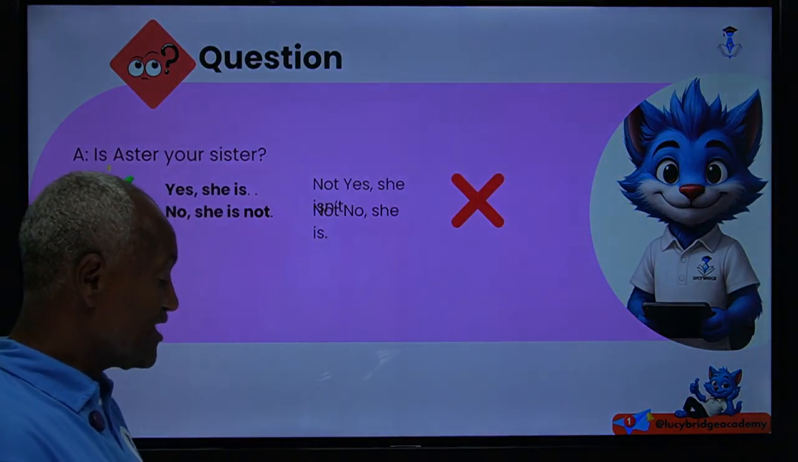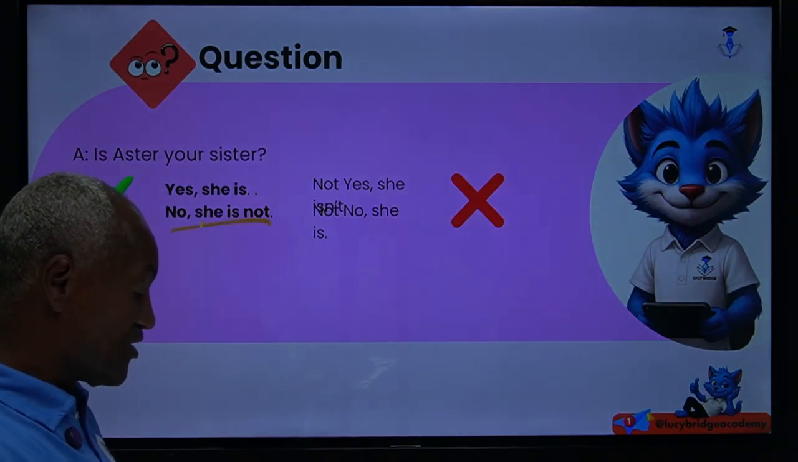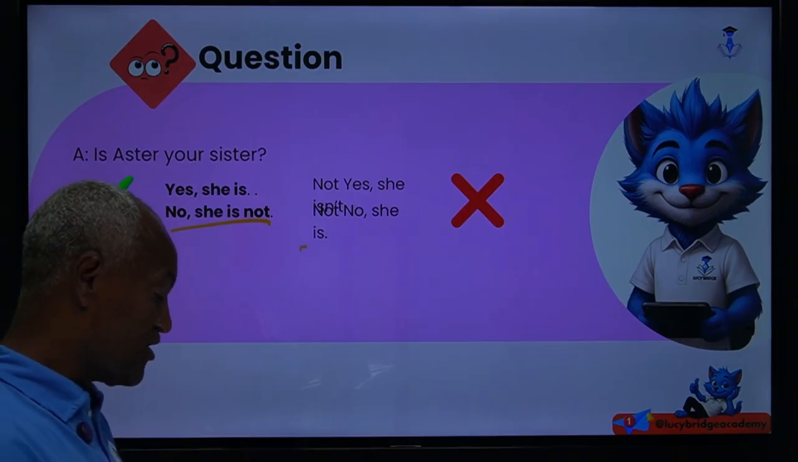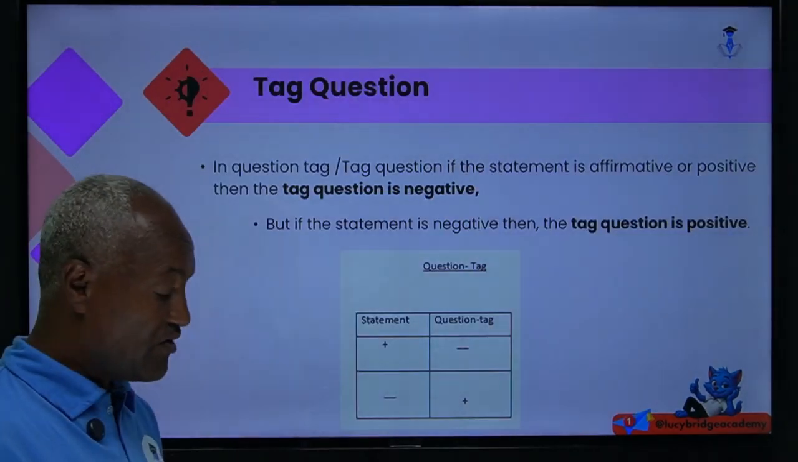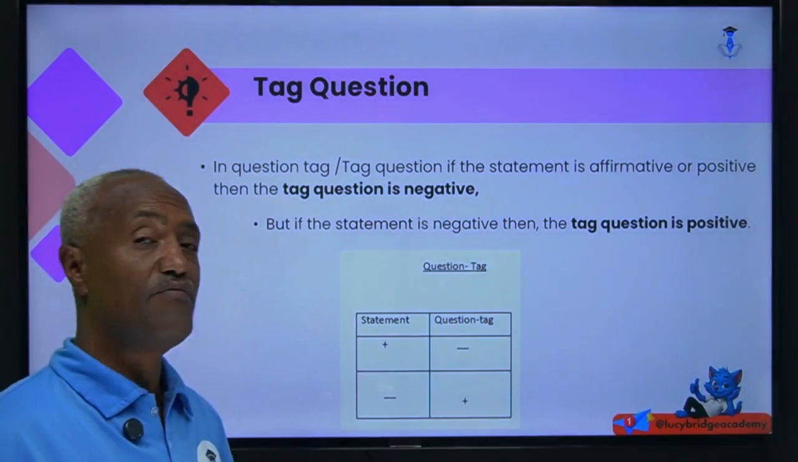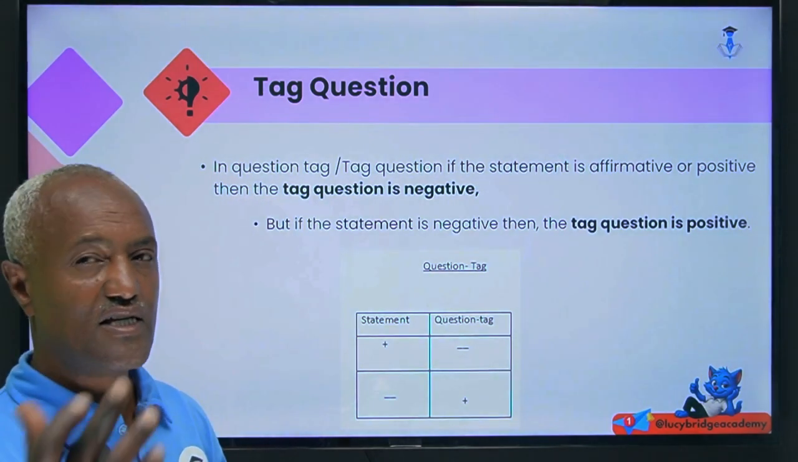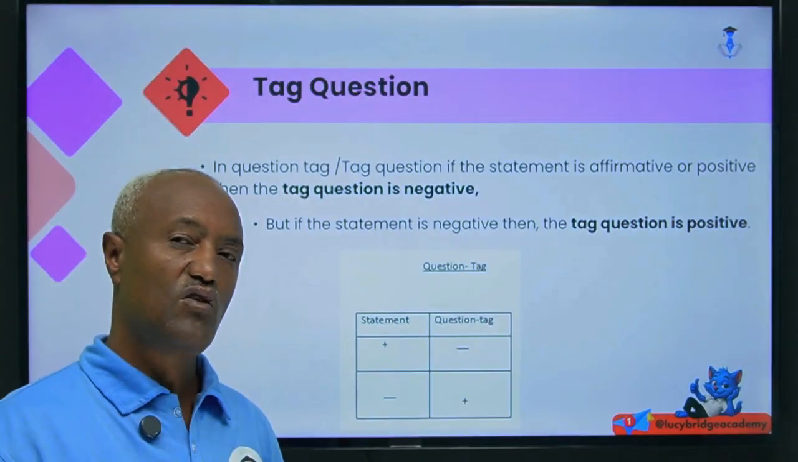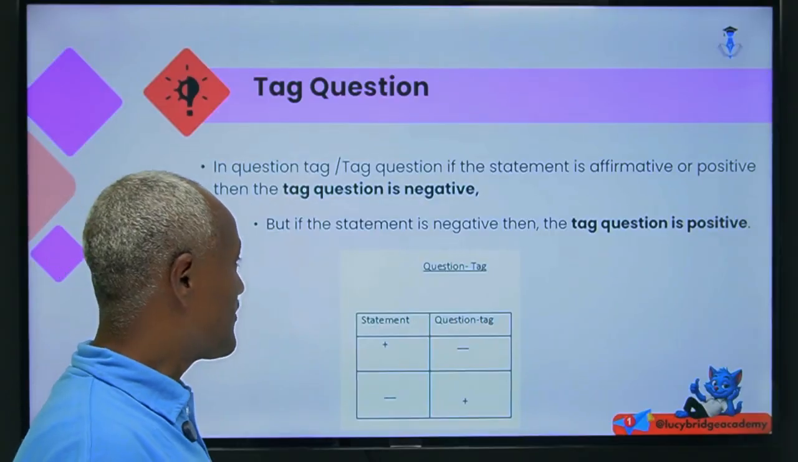Is Aster your sister? Yes, she is. No, she isn't. We do not say "yes, she isn't" or "no, she is." Already I told you, this is wrong. This is about simple questions, and in simple questions you have to remember, when you give a response, that we call it a negative question or a yes or no question. So you have to take care when you provide a response for that. This is what you have to know.